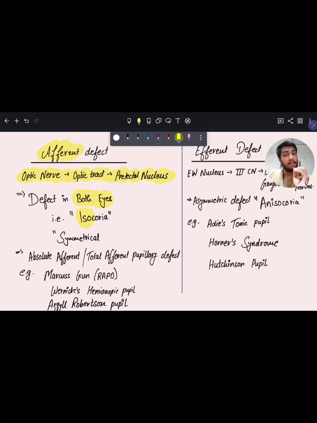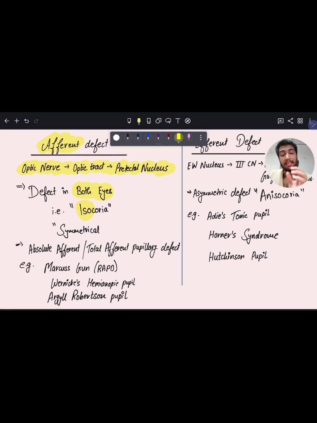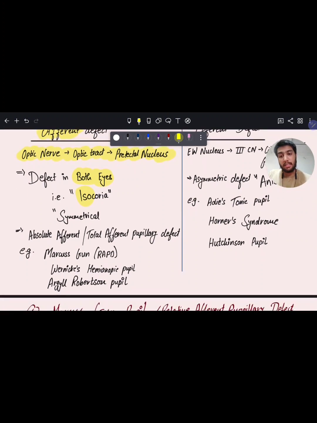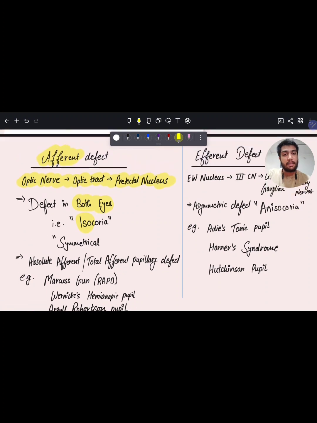And this is not the case in every disease. In most of the diseases which cause a defect in the afferent pathway, most of the time it is going to be isocoria, also known as a symmetrical defect. It is also known as absolute afferent, total afferent pupillary defect. And the examples of them are Marcus Gunn pupil, also known as RAPD, relative afferent pupillary defect, Wernicke's hemianopic pupil, and Argyll Robertson pupil, which is an example of an asymmetrical defect.